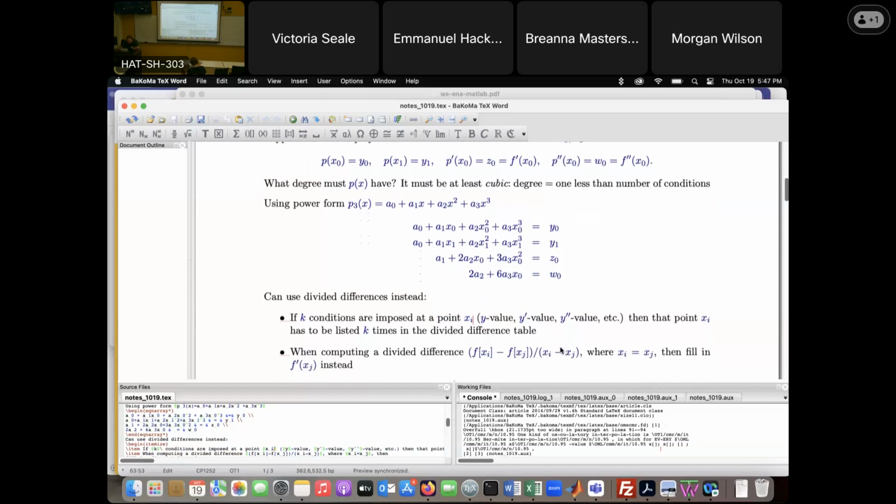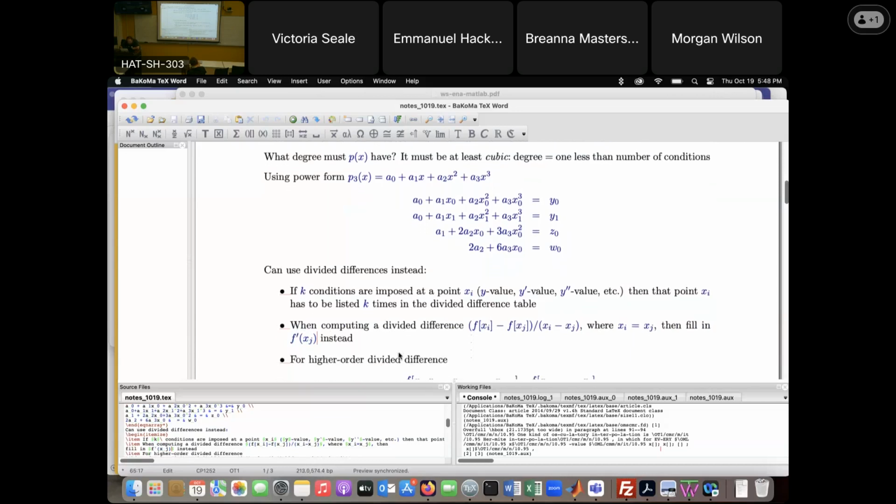Then, when you go to actually compute the divided differences, if you're doing oscillatory interpolation, you're bound to have a situation like this, where you want to compute this kind of divided difference, but xi is equal to xj, so then you have a 0 over 0 situation. So what you do when it happens is, you fill in the derivative value. Aside from that, it pretty much proceeds like it normally does for working with the Newton form.